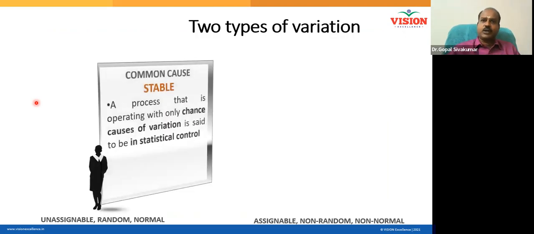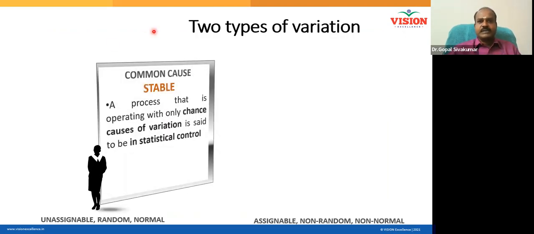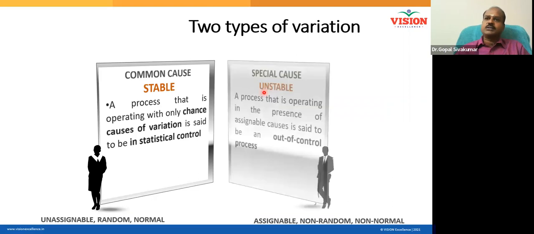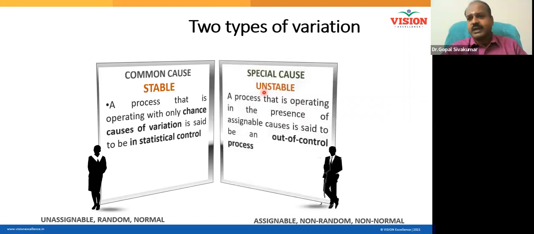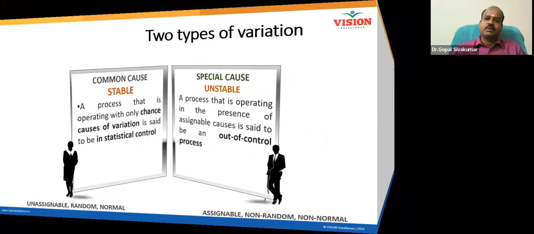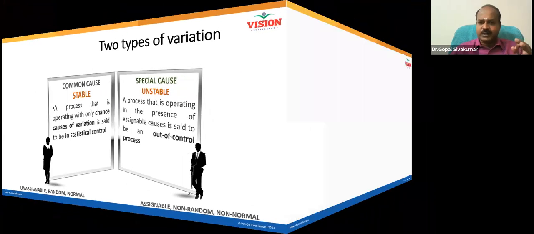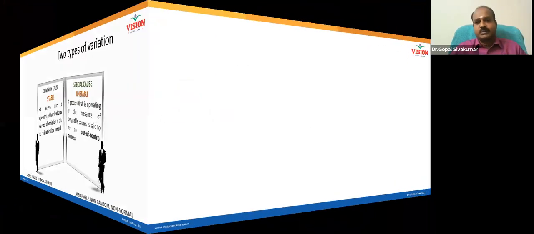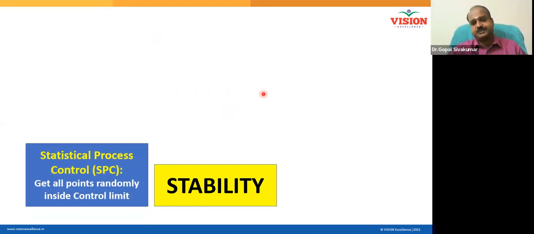Now, two types of variation: common cause variation. A process that is operating with only chance cause of variation is said to be in statistical control. And a process that is operating in the presence of assignable cause is said to be an out of control process. For an out of control process, never conduct capability analysis. So conduct the capability analysis only when the process is under control. Ensure the stability. This should be your primary focus.